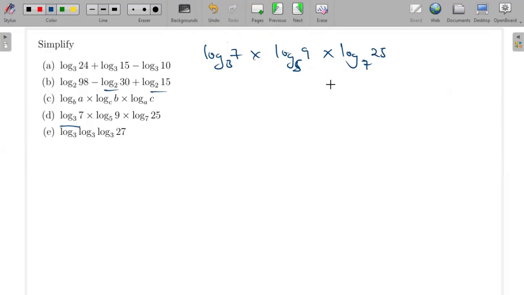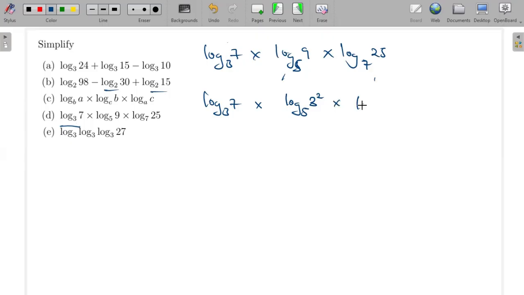I'm going to change these other two, this one and that one, to base 3. So this is going to be log base 3 of 7. How do I change that one? Multiplied by, first of all, I can write this as log base 5 of 3 to the power 2.